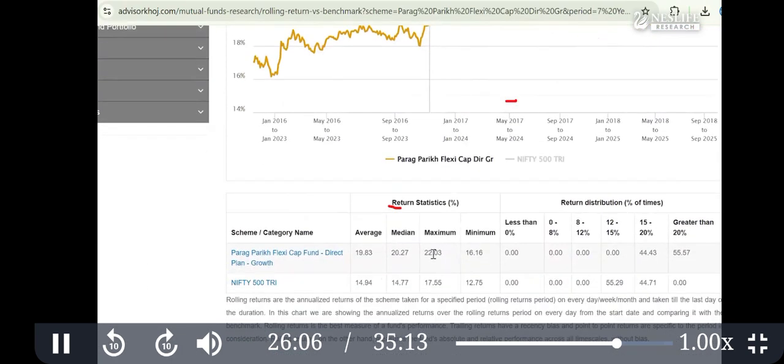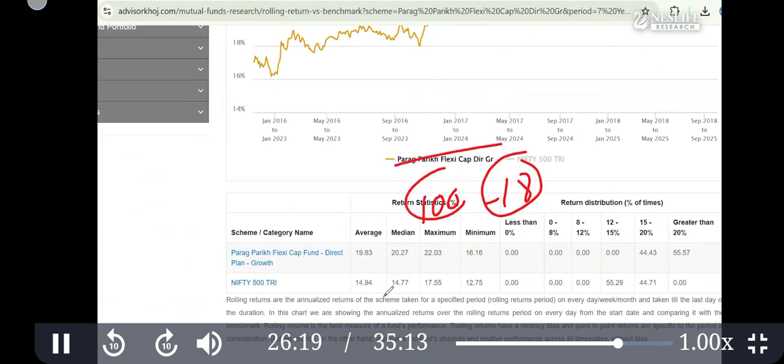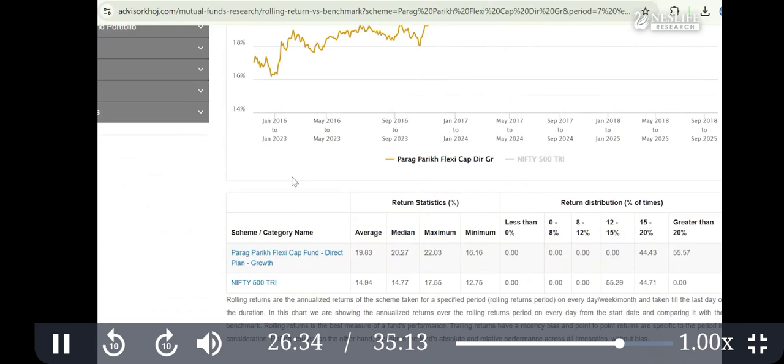So now the minimum and maximum range is very narrow, just 6%. Previously, you saw that it was 100% and minus 18%, maximum and minimum. It was a wide range when it is 1 year. But if you hold for 7 years, the range of minimum and maximum is very less. What does it mean? Your risk of negative return or drawdown is reduced when you hold for a longer period.